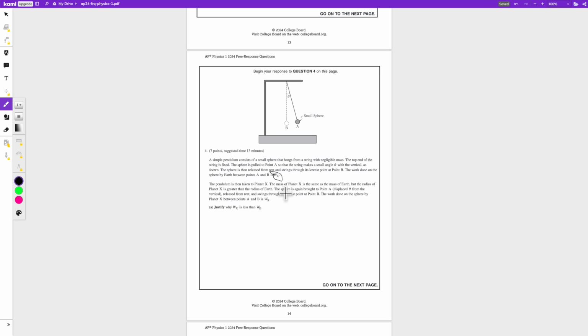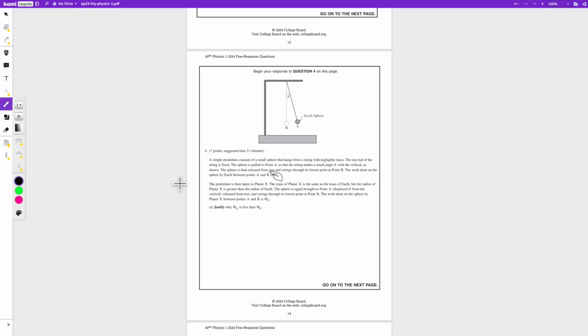Next, it's being taken to a different planet, and the mass of the planet is the same as Earth, okay, but the radius of planet X is greater than Earth. And we bring the sphere to point A, and it's displaced the same theta, okay, so same angle displacement, and it's released from rest, and it swings to the lowest point, which is point B. And the work done is Wx, and we have to justify why Wx is less than We.